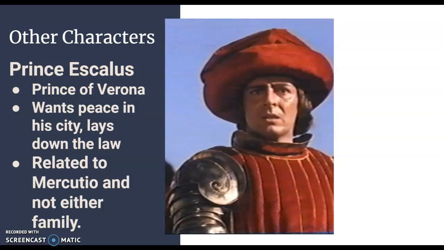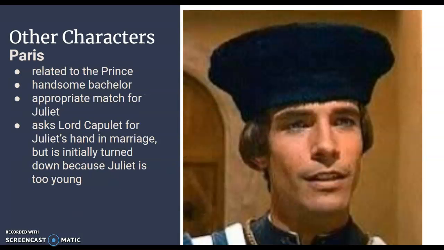We also have the prince. He's Prince of Verona. He wants peace in his city and he lays down the law. When the play begins, he says, if I catch any of you fighting again, I'll kill you. He's related to Mercutio and is not related to either of the other two families.